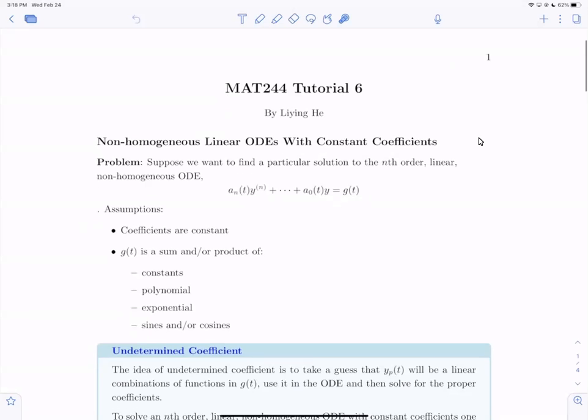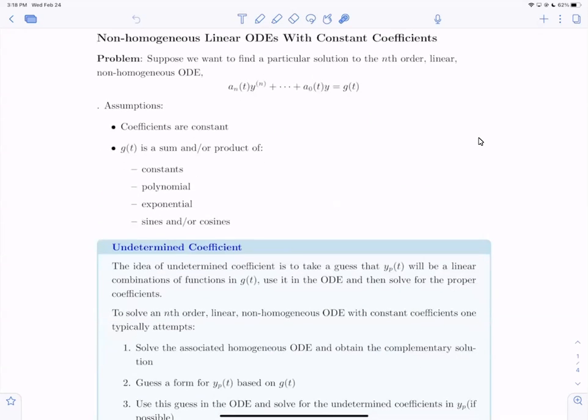So let's look at the problem. Suppose we want a particular solution to the nth order linear non-homogeneous ODE that looks like this. First of all, all my coefficients are constant, which means a_n through a_0 are constant, they are not functions of t.